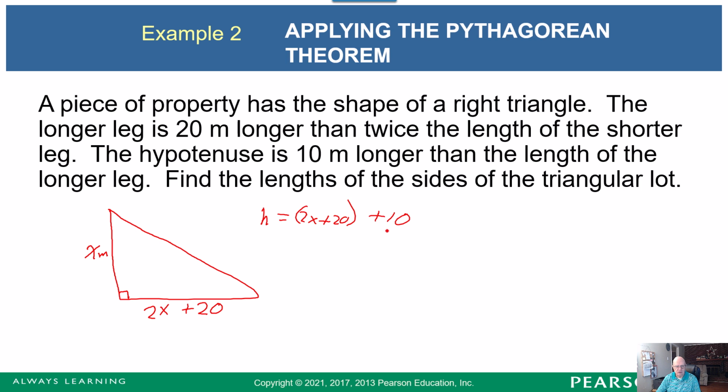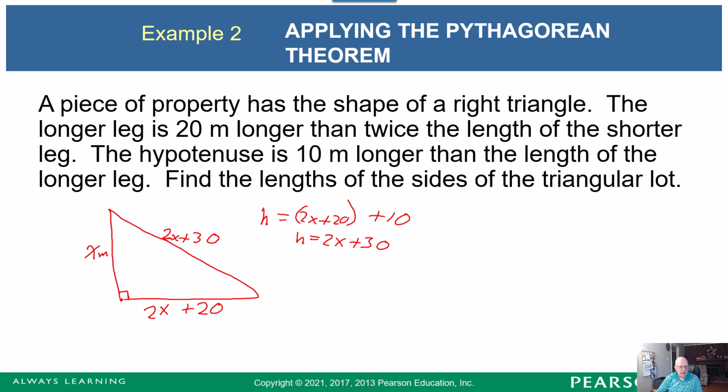There's the hypotenuse. Now, you might want to hit pause, read through that, and see how these all go together. Before you do, though, you might want to take this hypotenuse and simplify it. 2x plus 30 will be the expression for the hypotenuse. So we'll put that in here. Make that a 2. Okay.